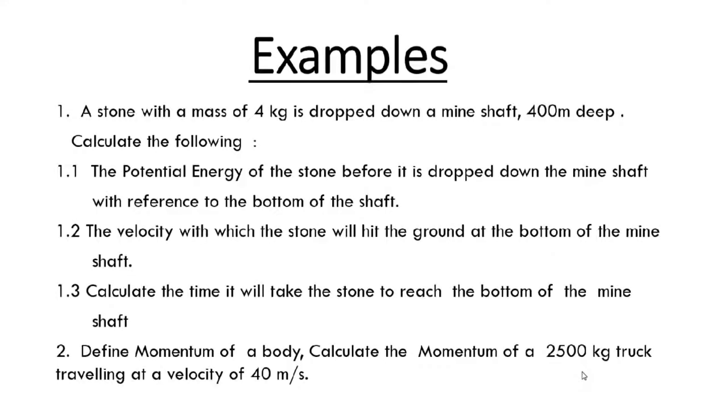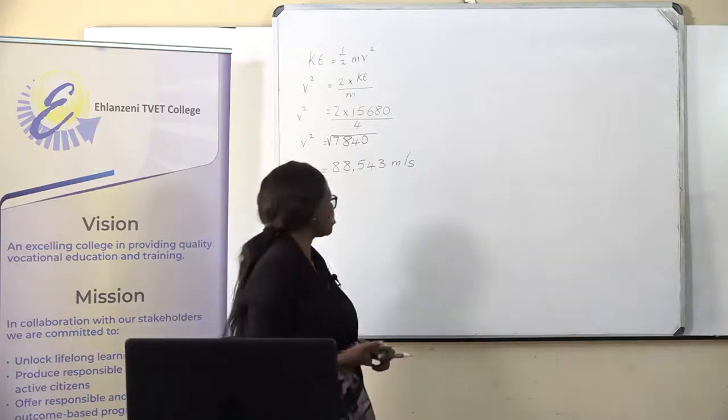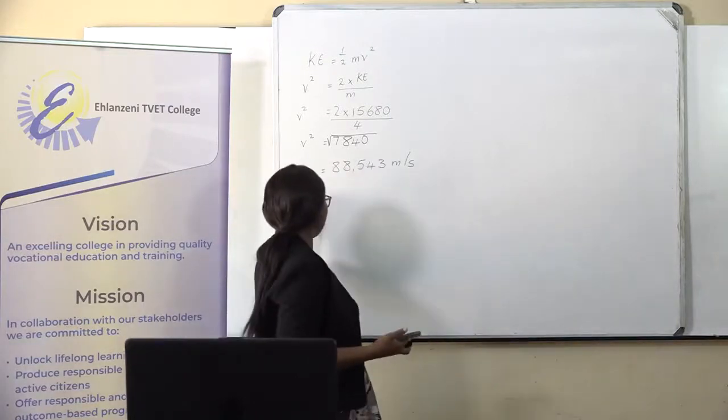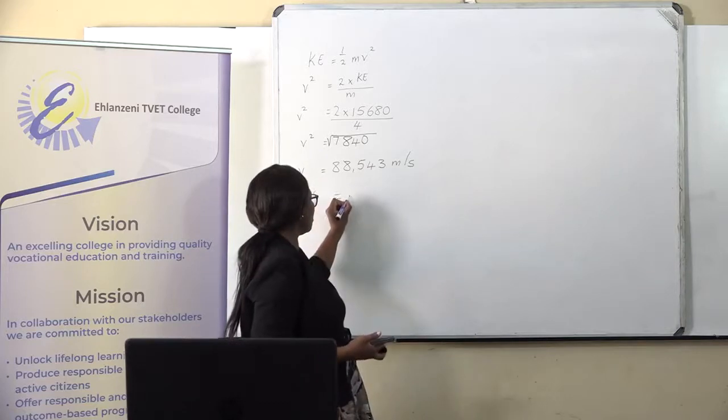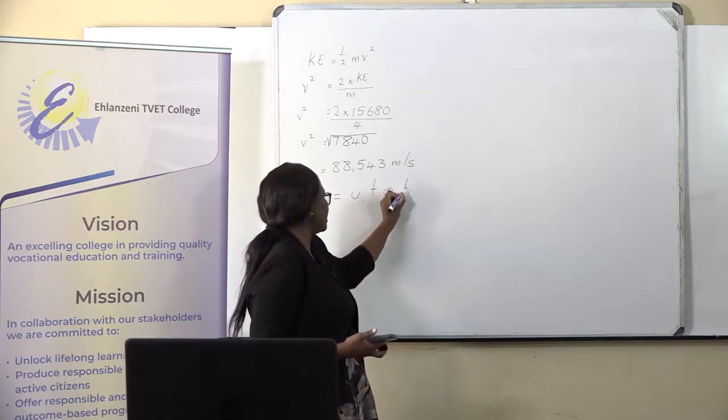Our next question says, calculate the time it will take the stone to reach the bottom of the mine shaft. In this regard, we are asked to calculate time. How do we calculate time? We are going to use the kinetic equation. And on our kinetic equation, we said that V is equal to U plus AT.